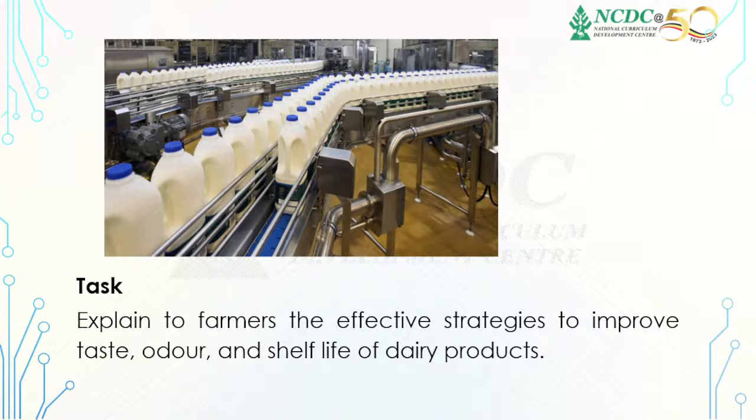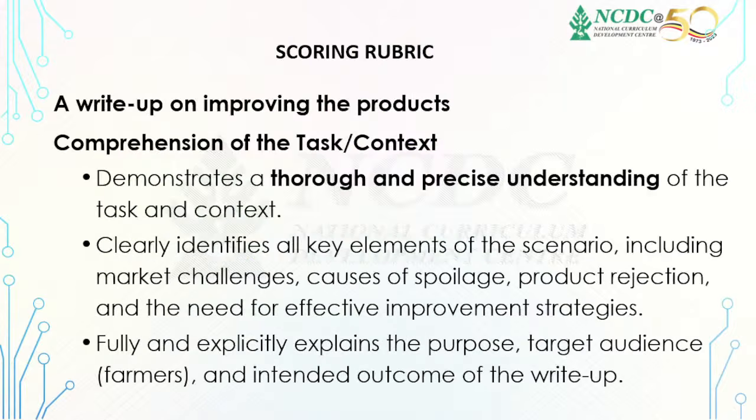We have a support picture there on processing milk. And then our task is: explain to farmers the effective strategies to improve taste, odor, and shelf life of dairy products. I'm going to run through the key parameters that we would look for in the scoring, and then finally we will just take one example of the whole scoring rubric. What are we looking for? We are looking at the comprehension of the task.